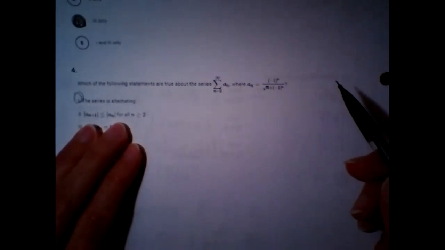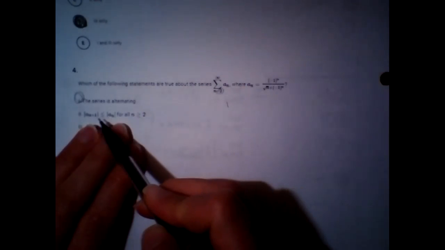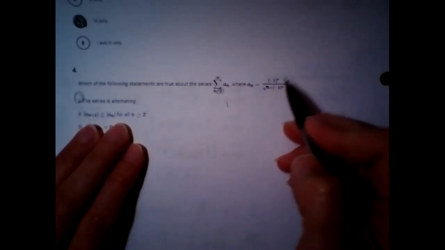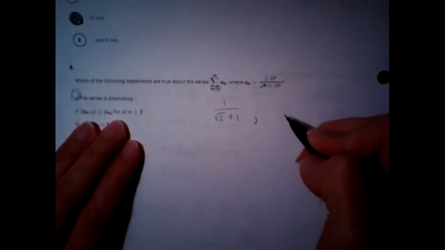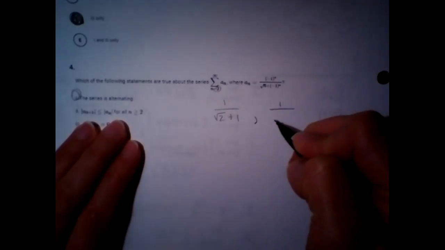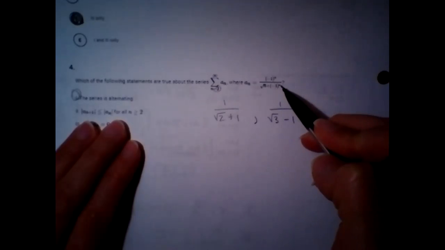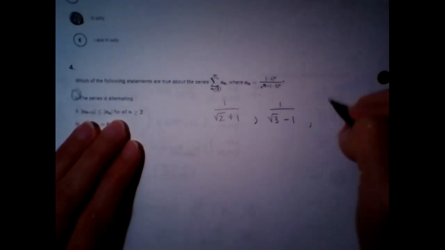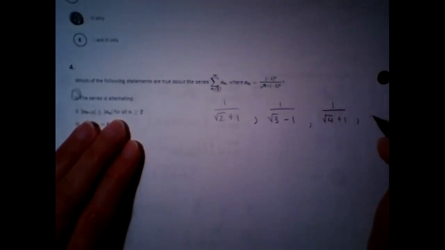What I would do is just write out a few of them. We're starting at n being 2. So let's plug in 2 for n. All right, that's going to make this numerator 1. Well, actually, I'm going to sort of ignore that part because they had absolute values here. So I'm going to turn them all positive. So that would be 1 over square root of 2 plus 1, comma. Now the next one would be 1 over square root of 3. Now this would be -1 because -1 to the third would be negative. And then the next one would be 1 over square root of 4 plus 1, and so on and so forth. We need to see if these are decreasing.